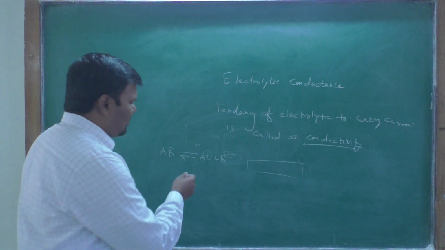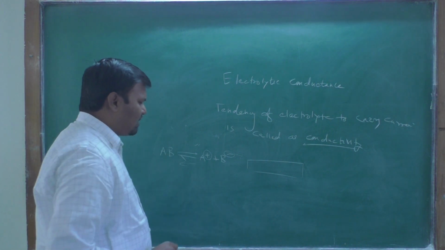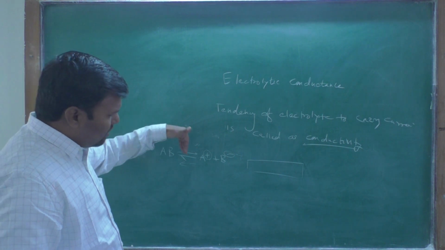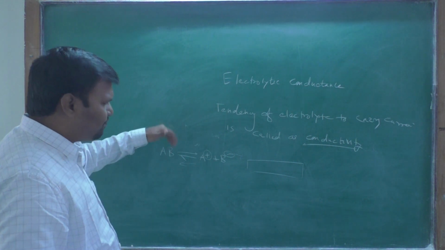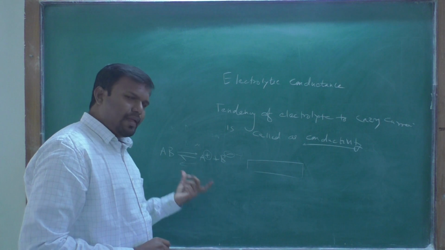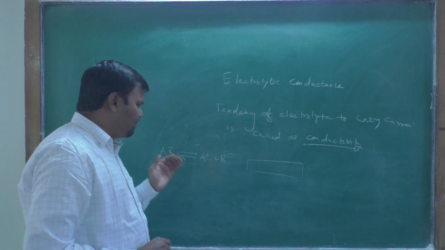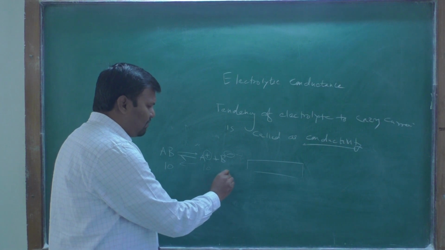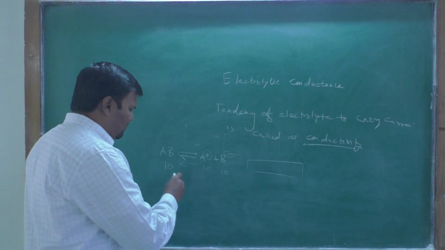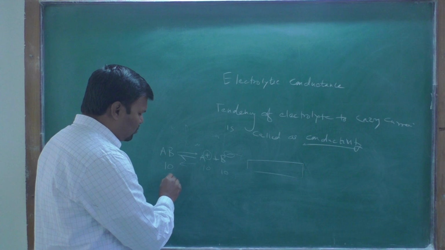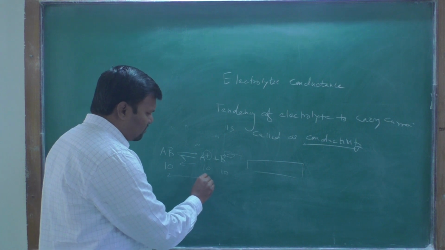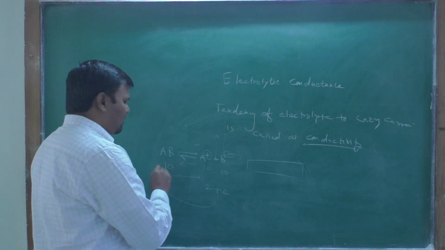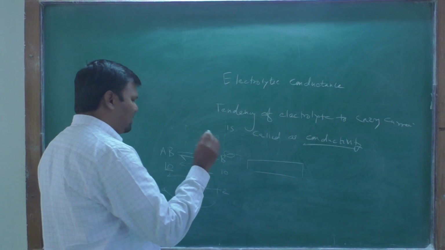Okay, and there is an equilibrium. The forward arrow and the backward arrow mean that there is an equilibrium. If 10 molecules dissociate, it gives 10 A plus and 10 B minus. And if again 2 molecules dissociate, then again 2 of these combine and give the 10. The value of 10 remains constant.